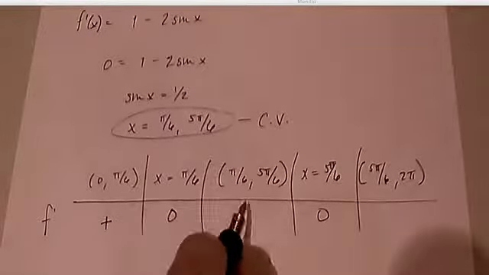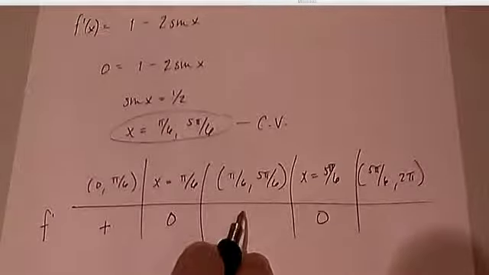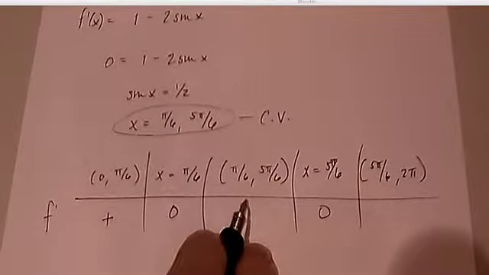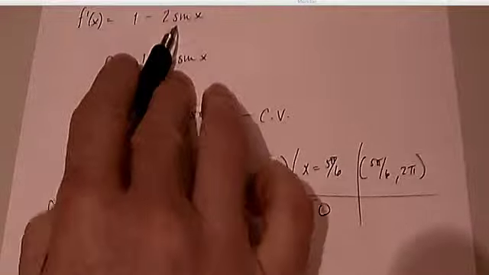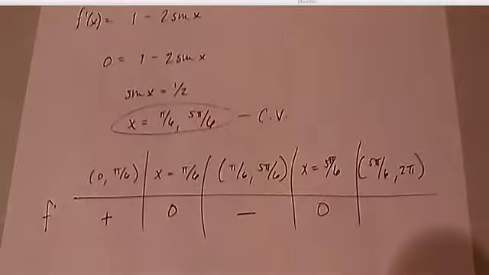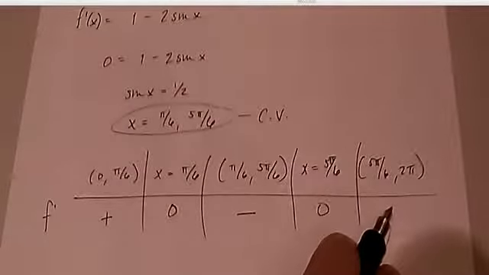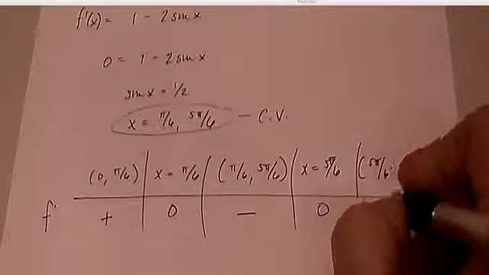In here I have pi over 2. Sine of pi over 2 is going to be 1. So that means 1 minus 2 is negative. And now let's use pi. Pi is a good representative point over here. At sine of pi, that's going to make this positive.